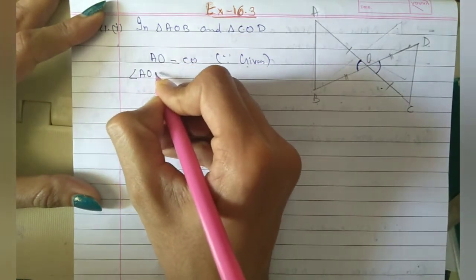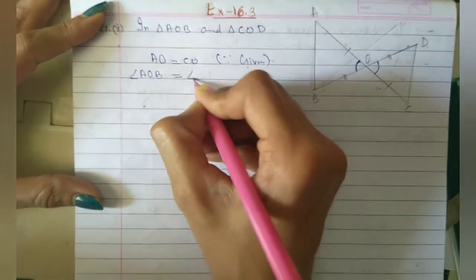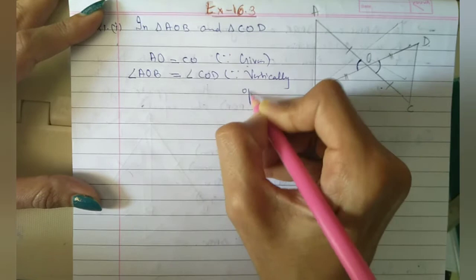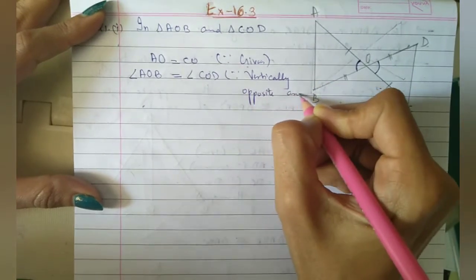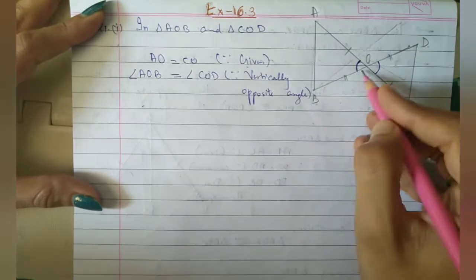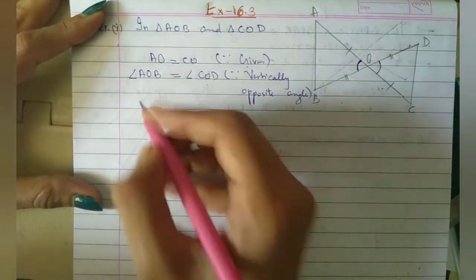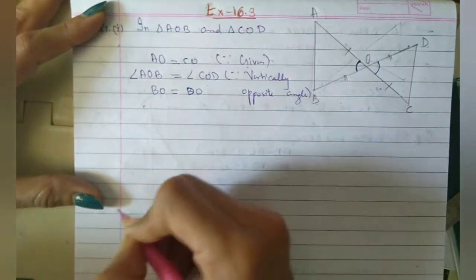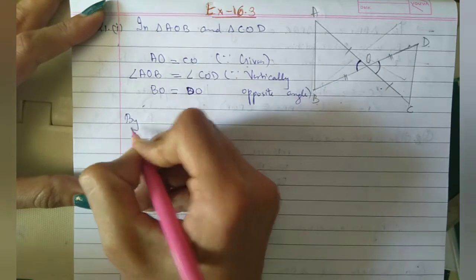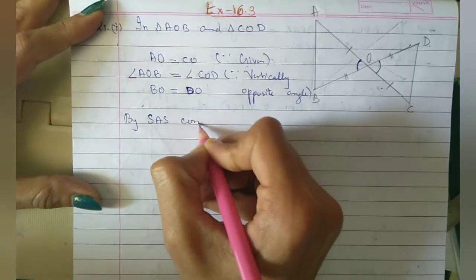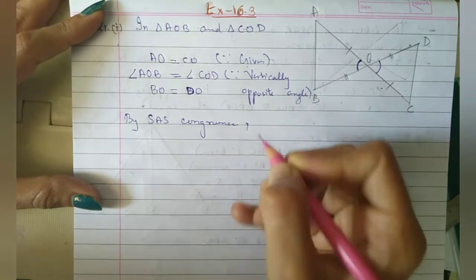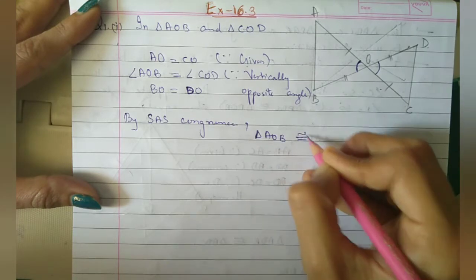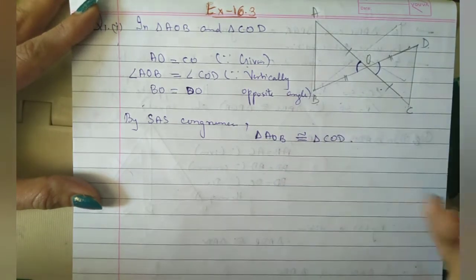Angle AOB equal to angle COD. Why? Vertically opposite angle. Okay, then we can say this side is equal, BO and DO. So BO equal to DO, that is given. So by which congruence? SAS congruence condition, you can write triangle AOB congruent to triangle COD.